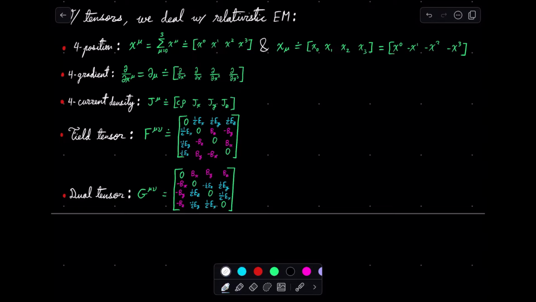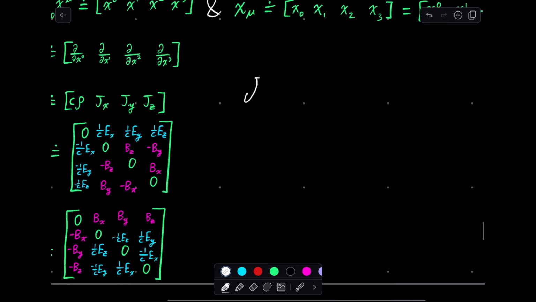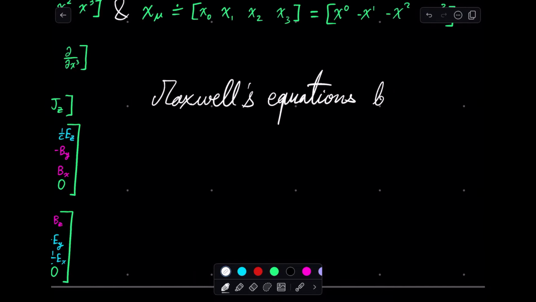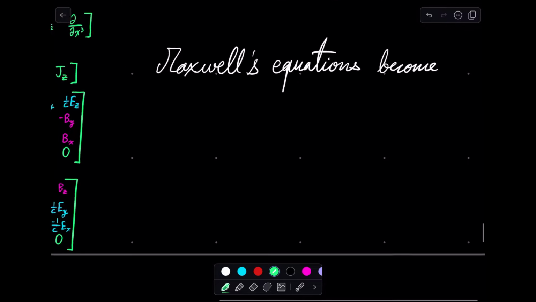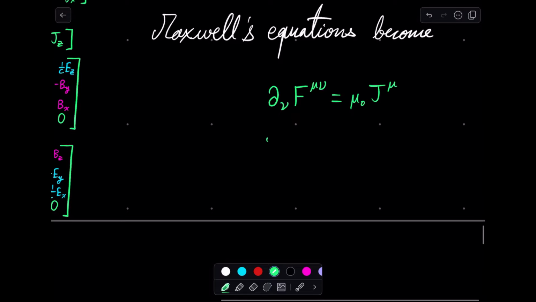Then you can express Maxwell's equations. Maxwell's equations become partial mu F mu nu, or sorry, this is nu, is equal to mu naught J mu, and partial nu G mu nu is equal to 0.